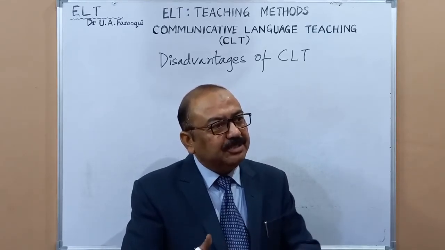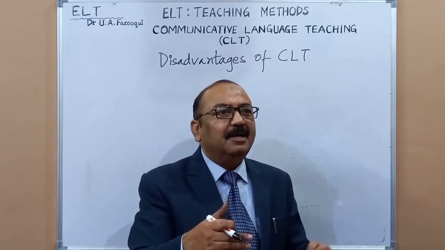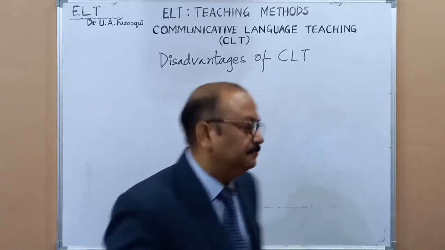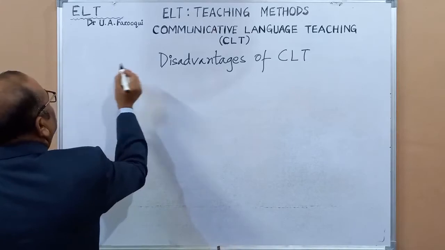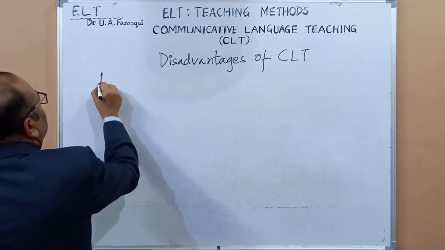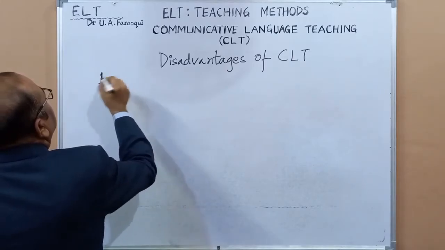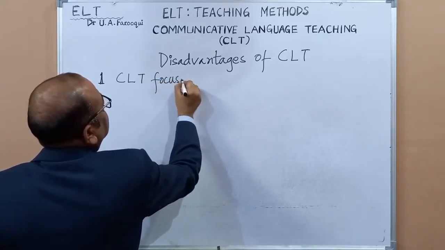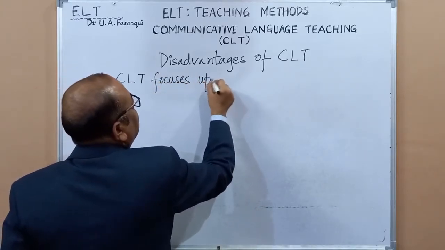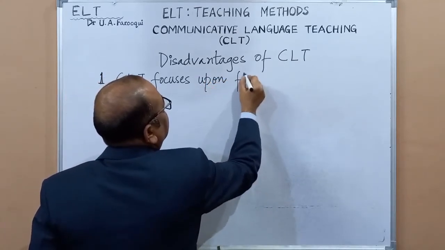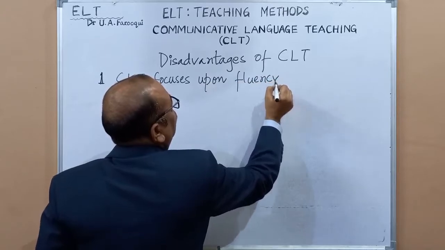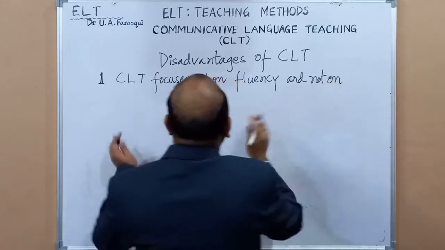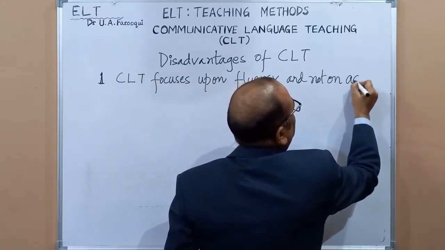Now we can take two points at a time. We will begin with, say, accuracy is not given importance. You may say, yeah, accuracy is not given importance. Accuracy of language, that means. Or you may put it this way: CLT focuses upon fluency, and not on accuracy. Now this will be easier for you to elaborate.